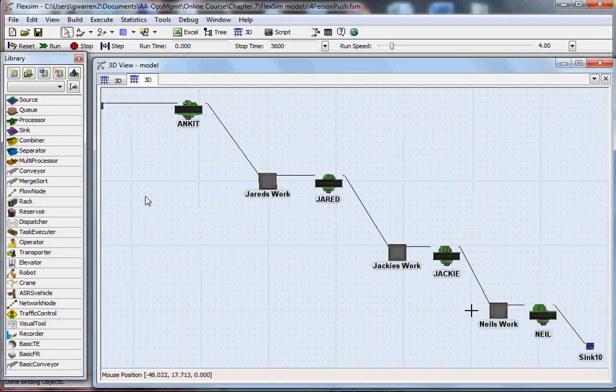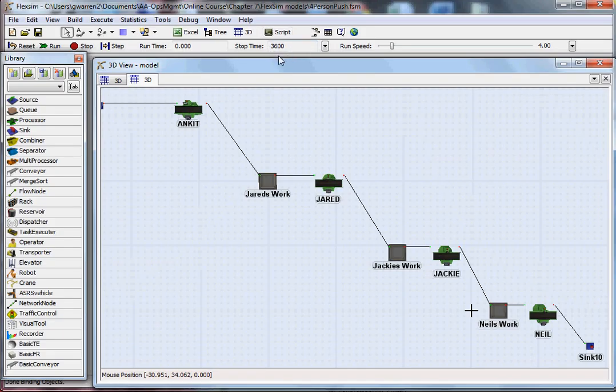Right, we're going to look at a simulation model now of the line. The different stations are represented using machines. Ankit, Jared, and Jackie and Neil are in our model as machines. And the planes are going to flow through this line and are going to be represented by brown balls. We're going to run this simulation for 3600 seconds.